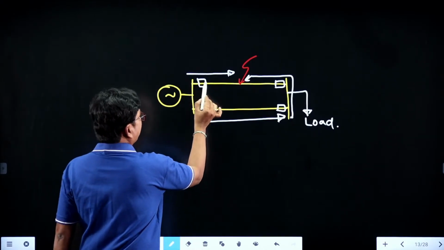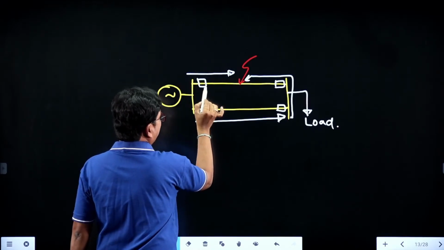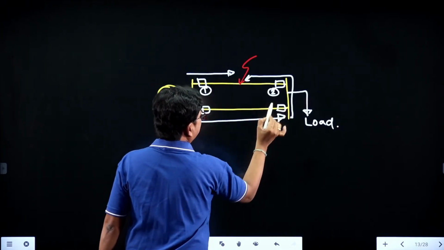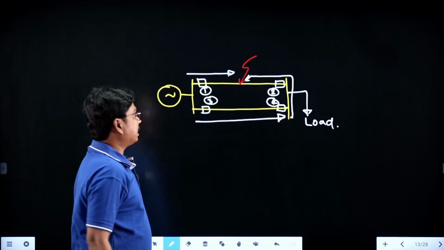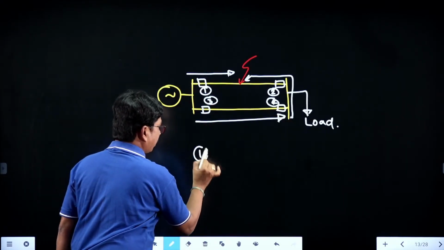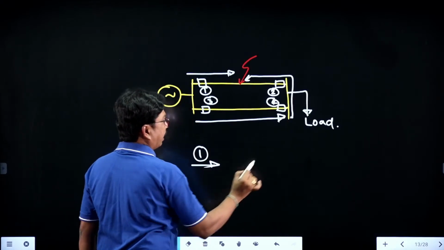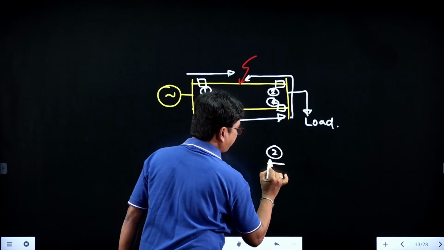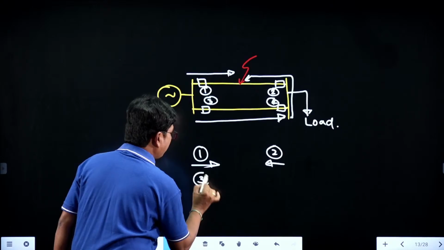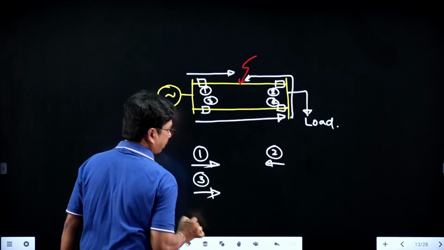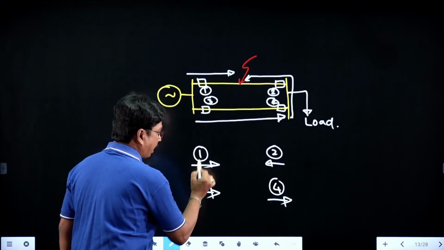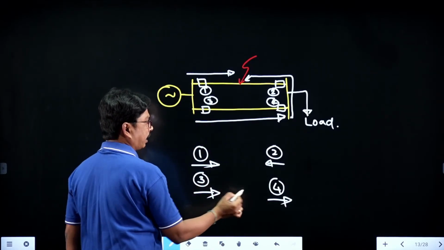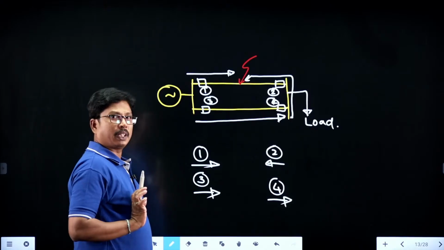Now just check here. If this is relay 1, this is relay 2, this is relay 3 and relay 4. What is the fault current direction? In relay 1, in this direction. In relay 2, in the opposite direction. In relay 3, it will be in this direction. In relay 4, in this direction. So 1, 3, 4 have the current direction like this. 2 has the opposite direction.